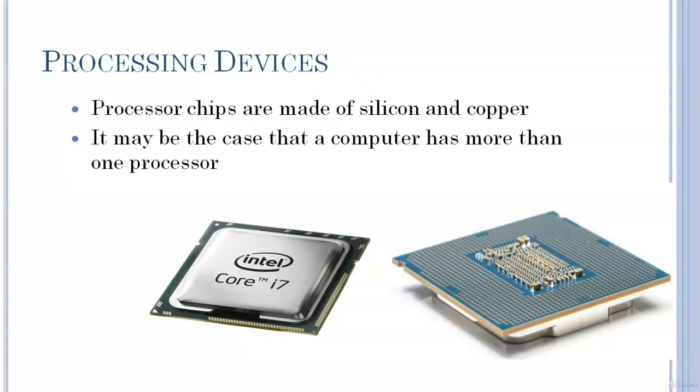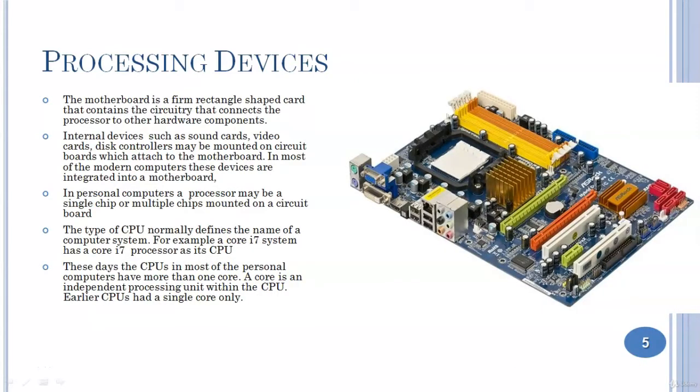Now the processor chip shown in this figure is the Core i7 chip. The processor is connected to a motherboard. The motherboard is the main circuit board in a computer to which your processor and all the other hardware devices are connected. The motherboard is a firm rectangle-shaped card that contains the circuitry that connects the processor to other hardware components.